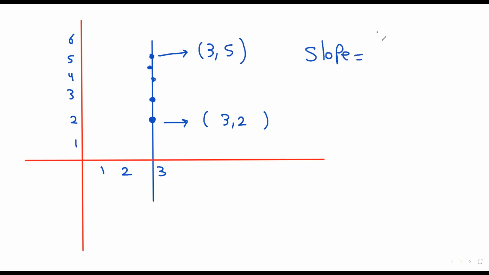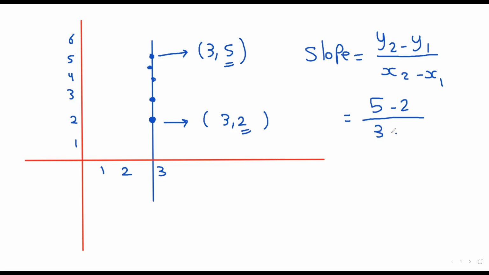What is the slope here? The slope equals y2 minus y1 over x2 minus x1. So what is y2 minus y1? It's 5 minus 2, all divided by 3 minus 3. 5 minus 2 equals 3 over 0. 3 over 0 is undefined.